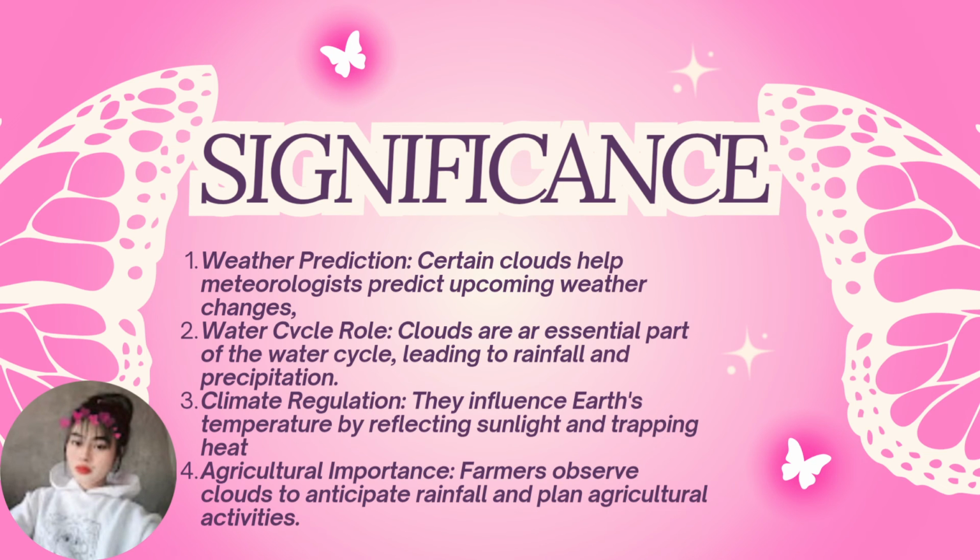Significance. Clouds are very significant in many ways. In agriculture, farmers observe clouds to predict rainfall and plan their activities. In weather forecasting, meteorologists study clouds to predict changes in the weather. They also play a big role in the water cycle because clouds bring rain and precipitation. Lastly, clouds help regulate Earth's climate by reflecting sunlight and trapping heat.